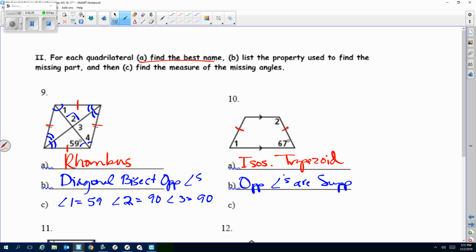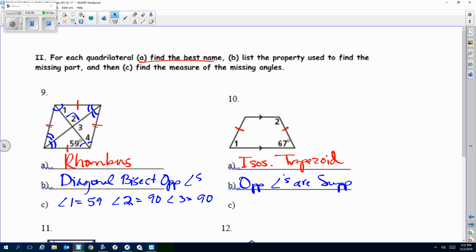And if it's a rhombus, and I'm given angle measurements, then I should use that the diagonals bisect opposite angles. That's why we have the markings here to show that. And if I know this is 59, then angle 1 is also 59. And angle 2, the diagonals are perpendicular, so angle 2 is 90, 3 is 90, and you should say that 4 is also 59.